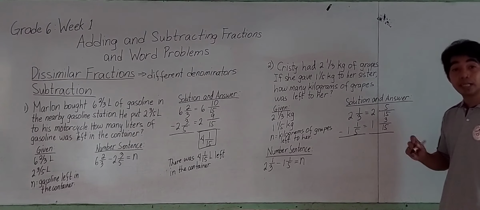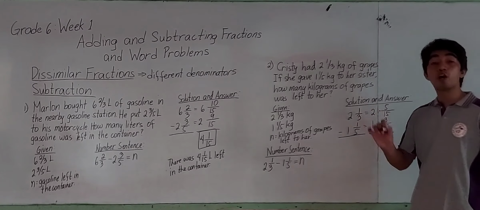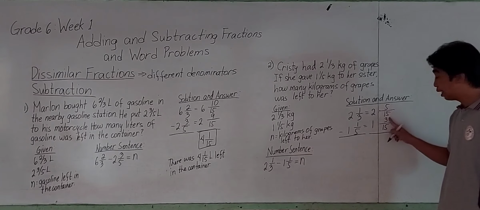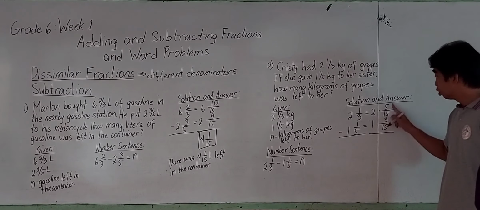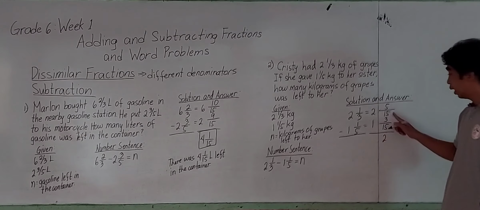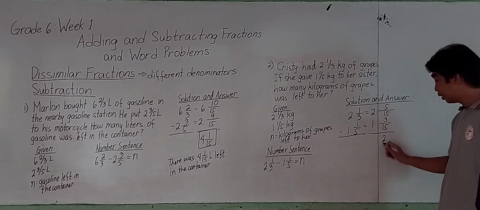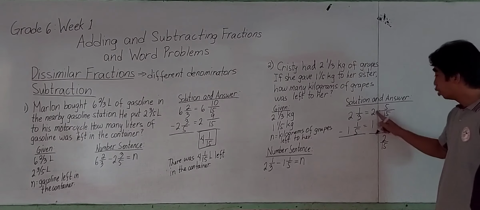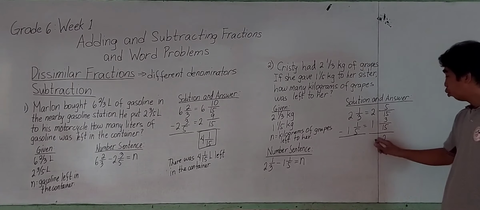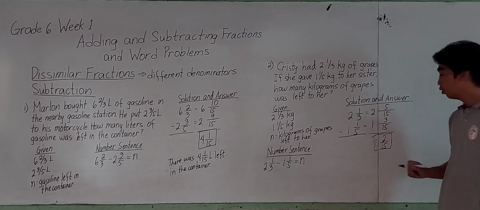Subtracting similar fractions, we subtract only the numerators. We have numerator 5 and numerator 3, so 5 minus 3 is equal to 2. Then the common denominator, or LCD, is 15. Then we subtract the whole numbers: 2 minus 1 is equal to 1. So we have 1 and 2/15.